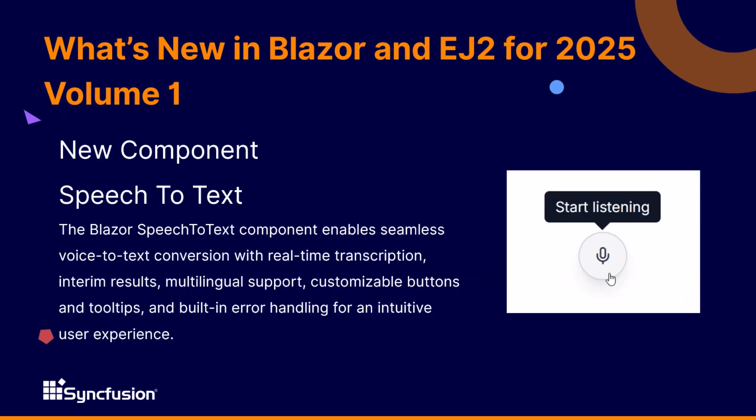Upcoming are the common updates for Blazor and EJ2 platforms. First up, we have introduced the SpeechToText component that converts spoken input into text with real-time transcription, interim results, and support for multiple languages. Its customizable tooltips make it easier for users to start and stop actions. I have presented today's demo using this component.